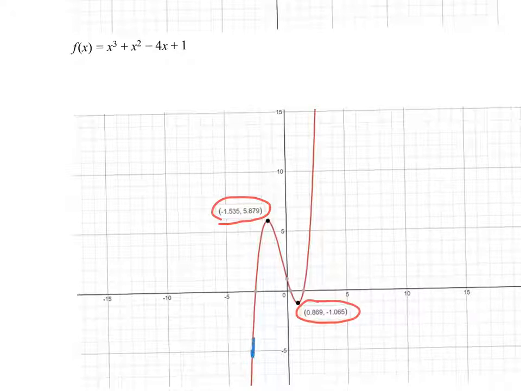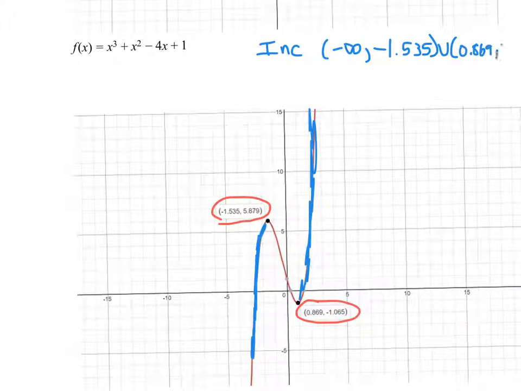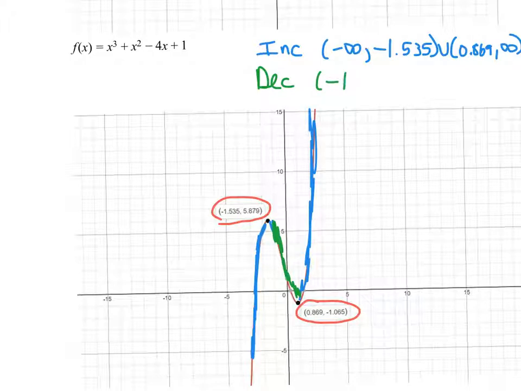So it looks like it's going to increase on two intervals. It's increasing here, and it's increasing here. Those two intervals of increasing are going to be negative infinity to negative 1.535, union 0.869 to infinity. And of course we've got this one little interval of decreasing in the middle. It's just going to decrease in this little area right here, from negative 1.535 to 0.869.